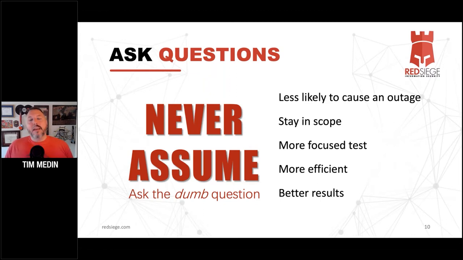Do that enough times, and you start to get a reputation. Not one that you probably want. So if your question is, hey, is this thing in scope? Cool, ask. It's so much easier to ask the question up front than say, oh, we went out of scope, and now we're attacking a different organization, software, or hardware that might be owned by somebody else. Now we have to loop them in. It's going to make you more efficient.